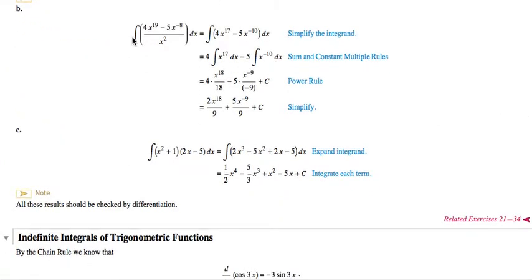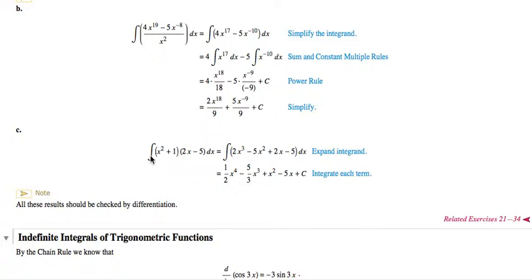For b, we're asked to find the integral of a quotient. So the first thing that we want to do in this case, since we can, is simplify. Then we're going to use the sum and constant multiple rules to separate into two integrals with coefficients out front. We're going to use the power rule for integration, and then simplify. One thing to note here is that the integral of a quotient is not just the integral of the top divided by the integral of the bottom.